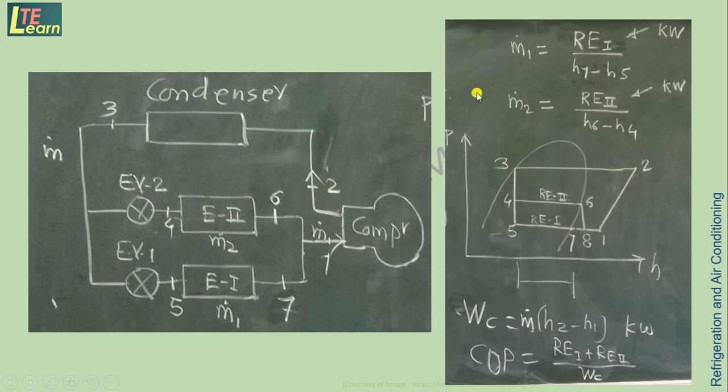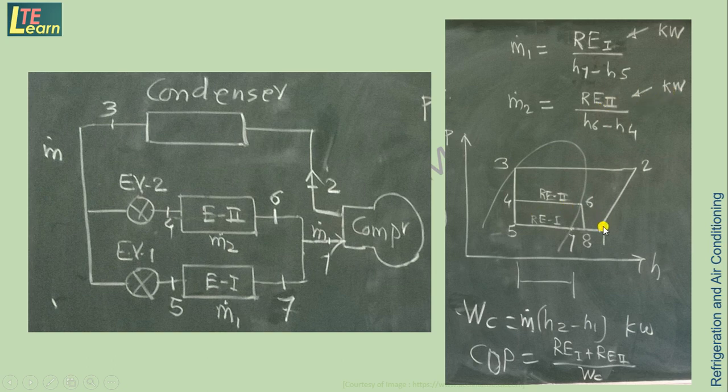Now in order to calculate mass flow rate, let us use formula capacity divided by enthalpy difference. So for mass flow rate 1, use evaporator 1 cooling capacity in kilowatt divided by its corresponding enthalpy difference. For evaporator 1 means H7 minus H5. Similarly for evaporator 2, enthalpy difference H6 minus H4, and this is the cooling capacity of second evaporator in kilowatt.